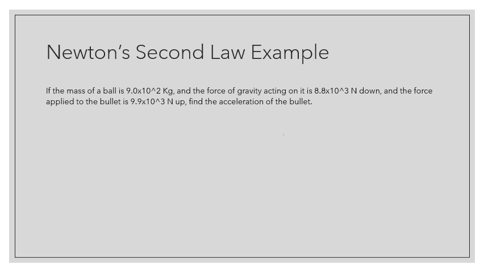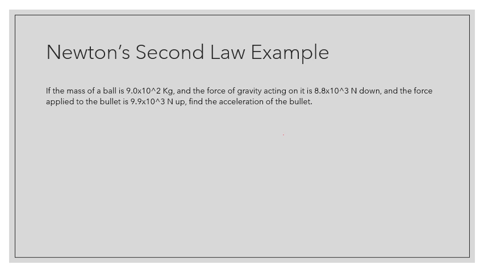So if the mass of a ball is 9 times 10 to the 2 kilograms and the force of gravity acting on it is 8.8 times 10 to the 3 newtons down, and the force applied to the ball is 9.9 times 10 to the power 3 newtons up, find the acceleration of the ball.